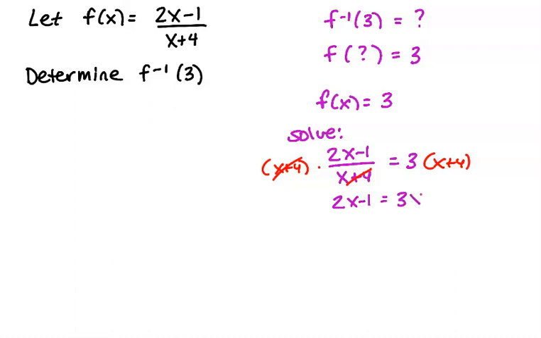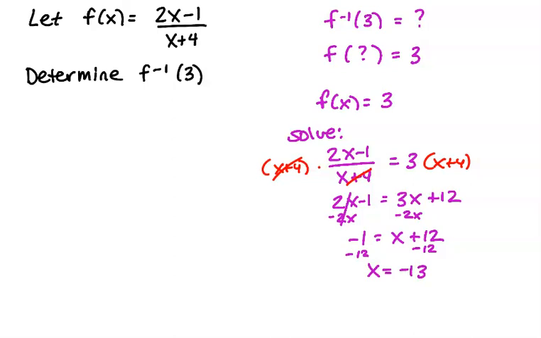Distributing, we have 3x plus 12. I'm going to go ahead and subtract 2x from both sides. So we have negative 1 is equal to x plus 12. Subtracting 12, we get that x is equal to negative 13.